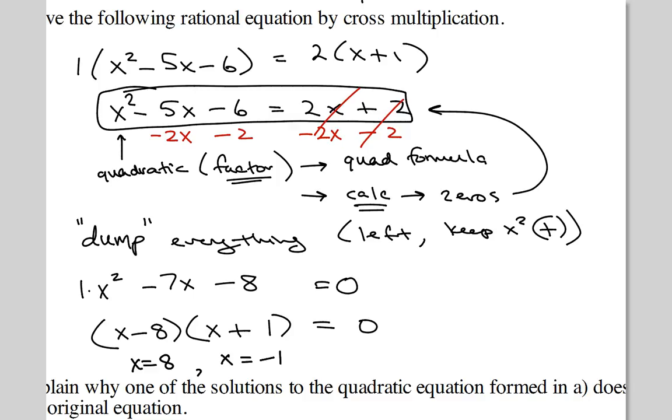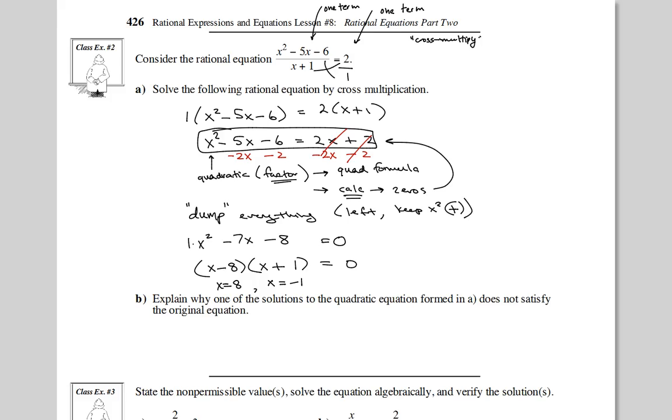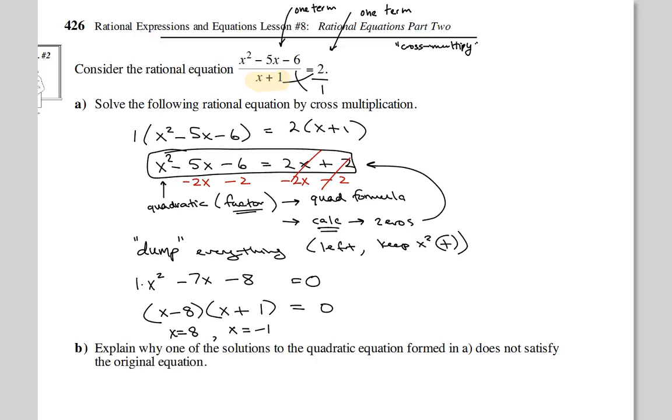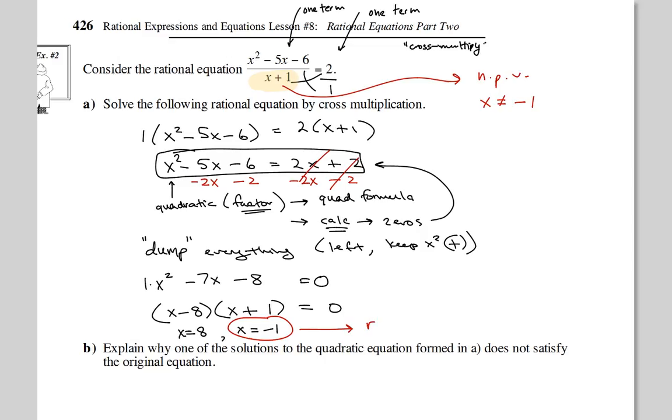Okay, are these both the answers? No. Look at the main part. What about the main part? This x plus 1, what about it? NPV, good. Non-permissible value. X not allowed to be negative 1. So what do we say about this one? Rejected, good. What's another word for that?